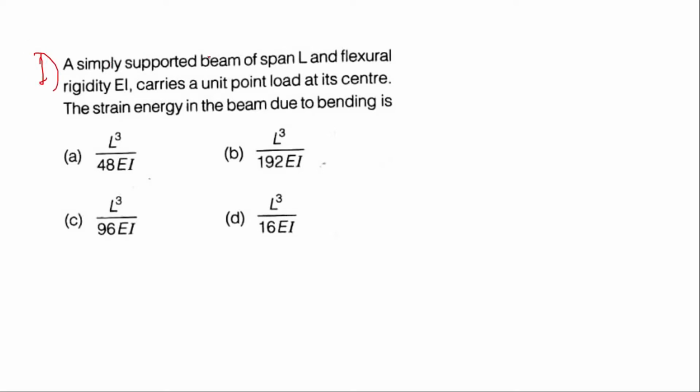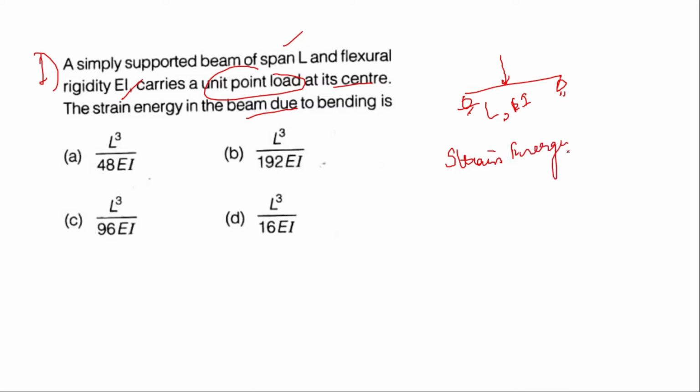A simply supported beam of span L length and a flexural rigidity EI carries a unit point load at its center. Suppose this is a simply supported beam and it carries a point load at its center. It has length L and flexural rigidity EI. The strain energy in the beam due to bending is, we have to find out. So what will be the strain energy in this beam?